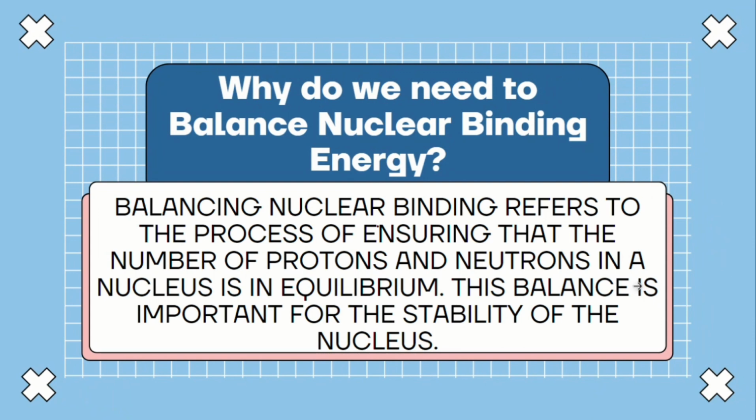Why do we need to balance the nuclear binding energy? Balancing nuclear binding energy refers to the process of ensuring that the number of protons and neutrons in a nucleus is in equilibrium. This balance is important for the stability of the nucleus.